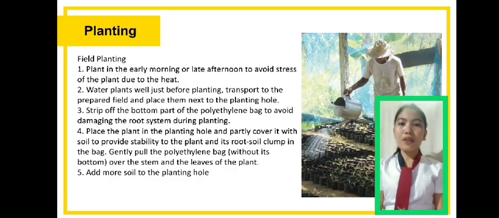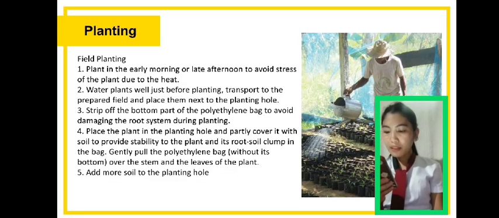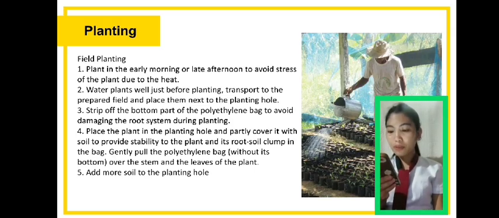optimal growth. Field planting. First, plant in the early morning or late afternoon to avoid stress on the plant due to the heat. Second, water plants well just before planting. Transport the prepared plants to the field and place them next to the planting holes. Third, strip off the bottom of the polyethylene bag, avoiding damaging the root system.